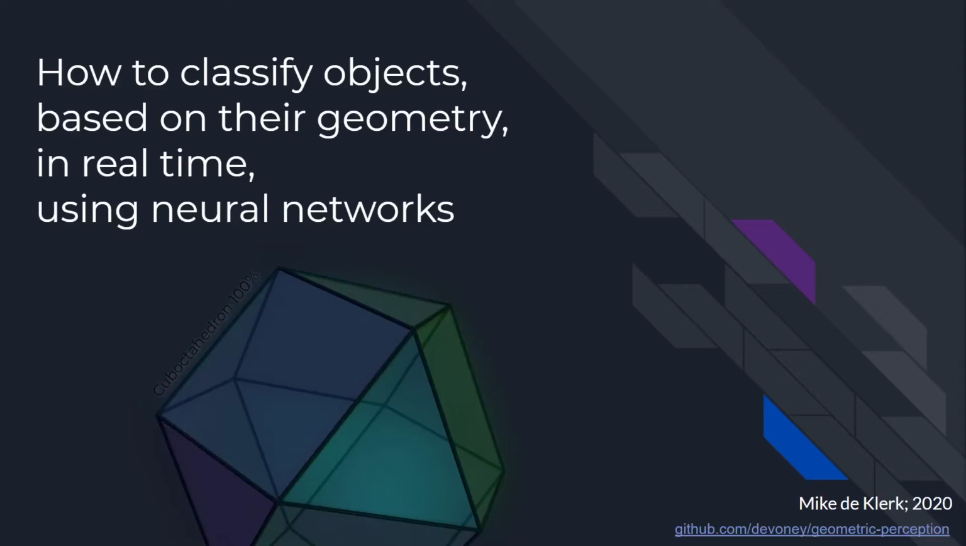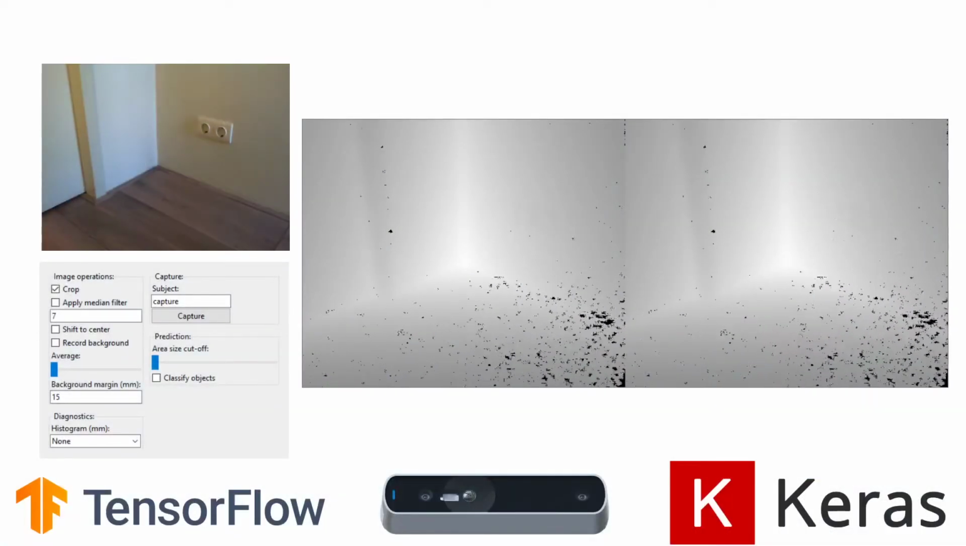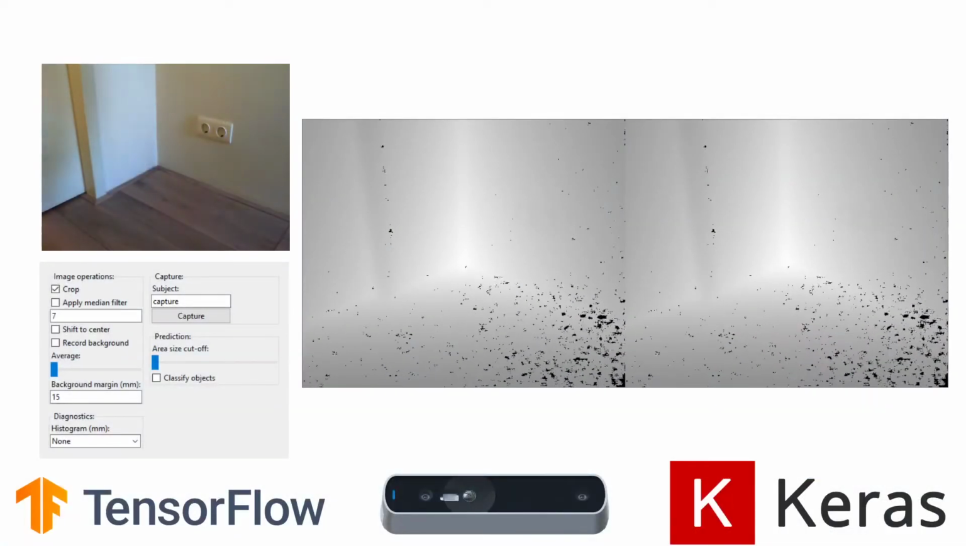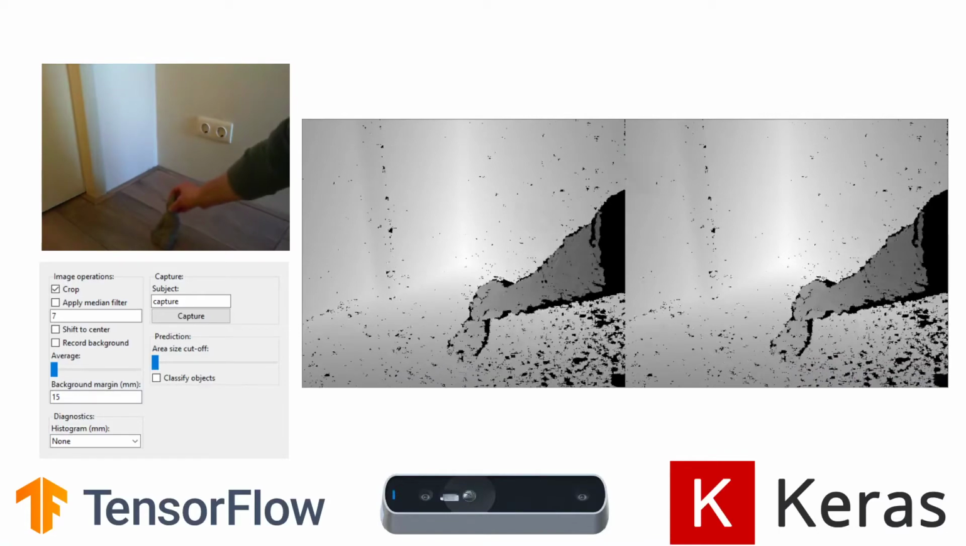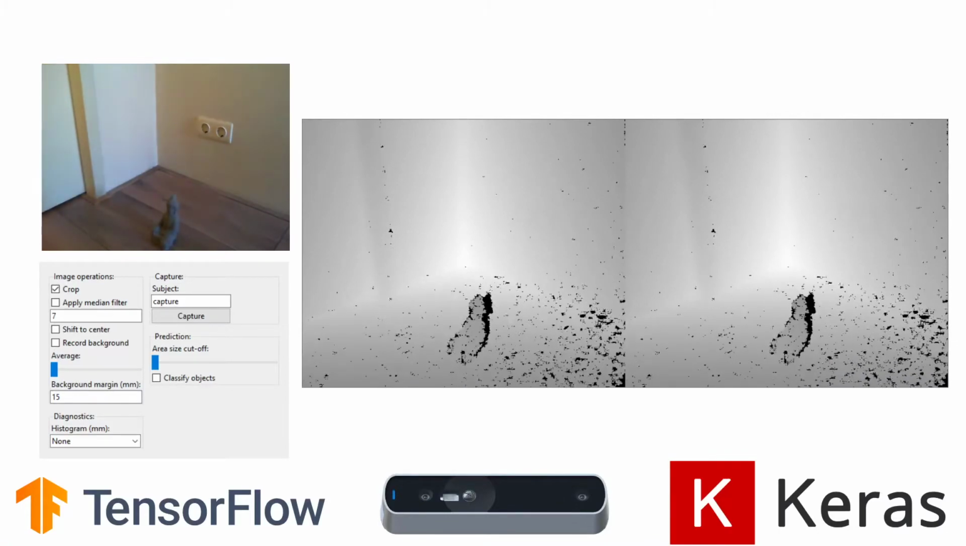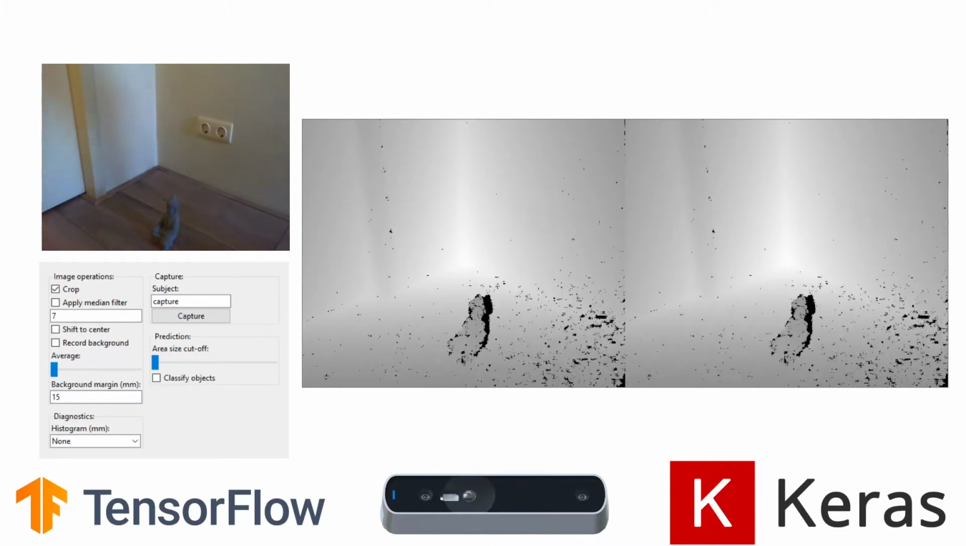Hello, welcome to this video in which I present a hobby project I did, which is classifying objects based on their geometry in real time using neural networks. So let me right away give you an impression of what that is. When I put an object in the scene, I want it to be recognized as a Buddha statue, for instance, or any other object for that matter.